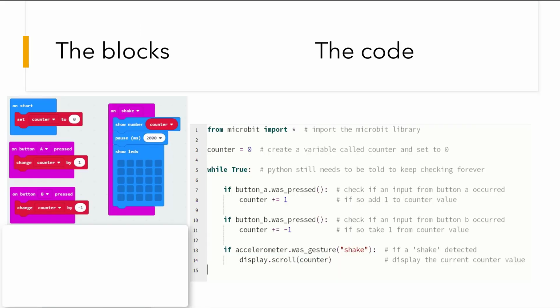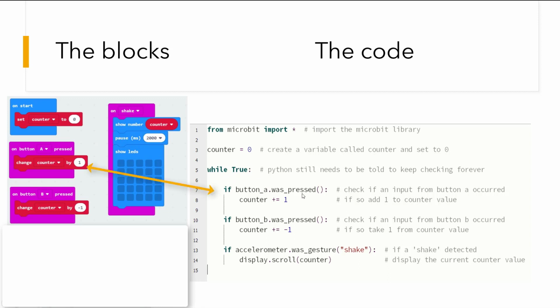So from the blocks, you can now see that the code is going to be in Python, and I'm using the Mu editor. So I need to import the microbit library, and I'm going to set my variable called counter to 0 to start off with. And then notice inside Python, because it's a different programming language, I have to work a little bit differently. I need to create a loop which will continue through forever. Now remember, this while true is simply another way of saying repeat forever.